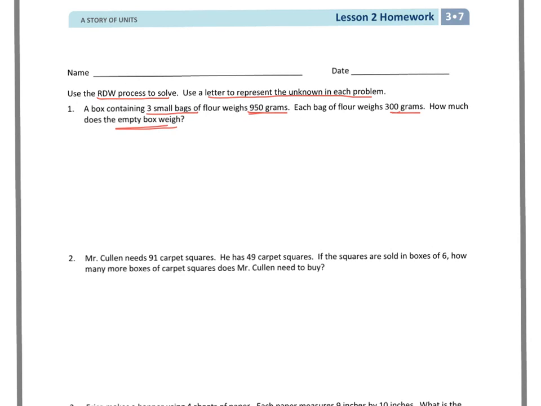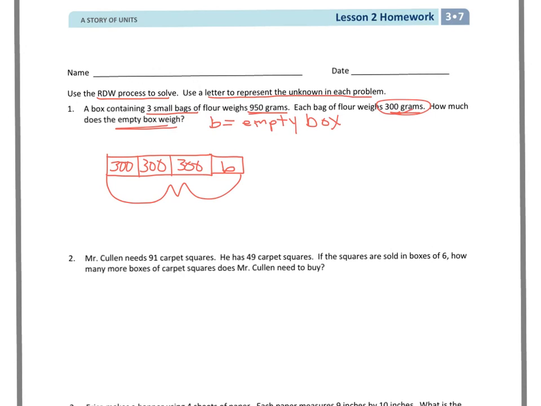So I'm going to use a variable, and I'll use B, and that's going to be my empty box. So that's my variable I want to use. Now, there's a couple steps I have to do before I get to that. I know that there's 3 small bags of flour, and they're each weighing 300. And then I have the weight of the box, which is B. And together, that's going to get me 950 grams.